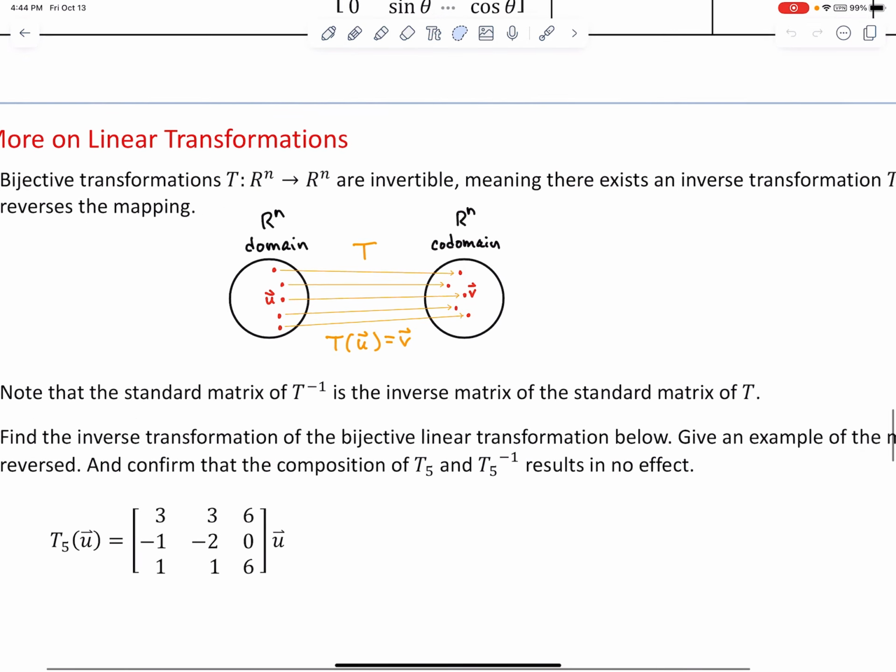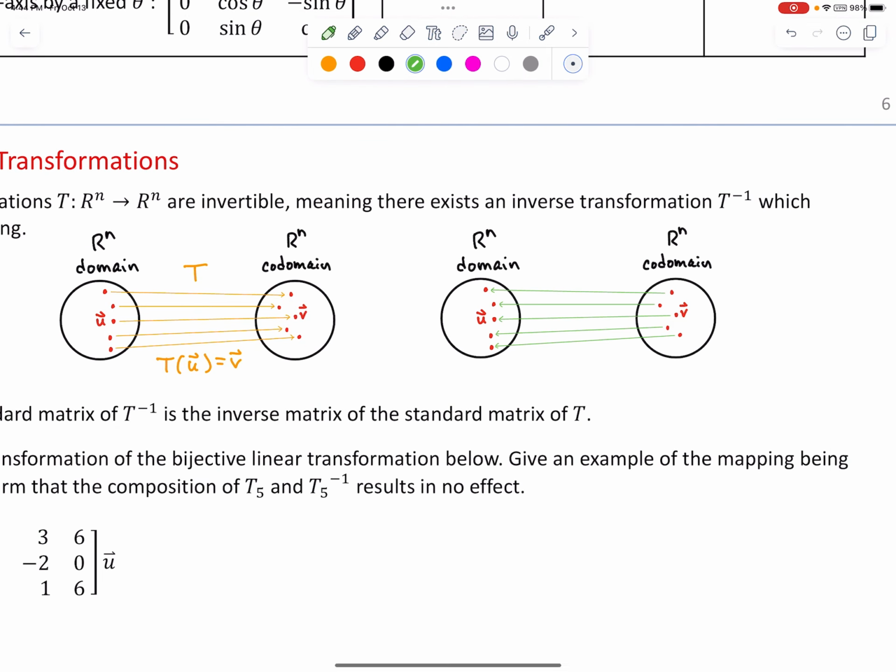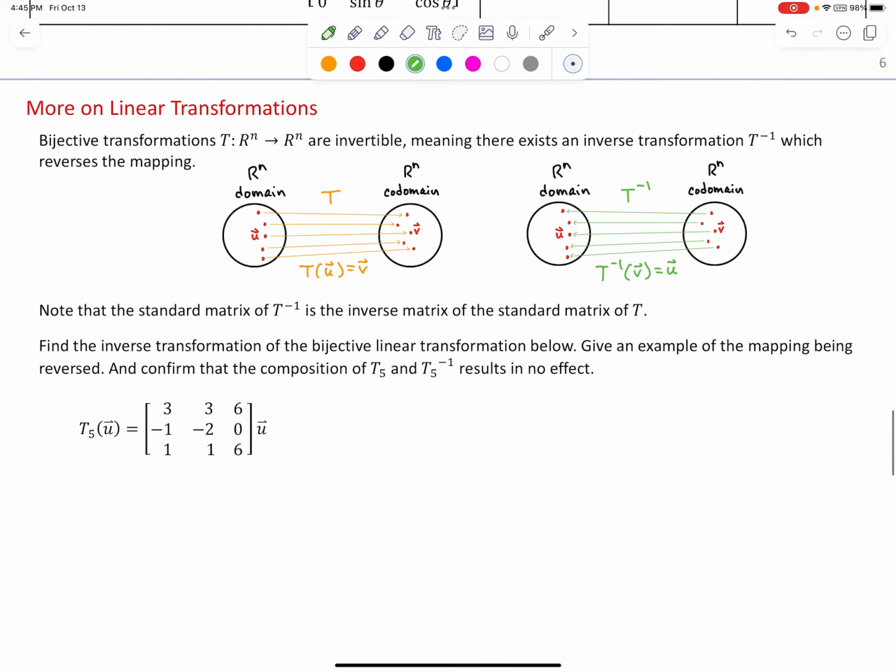Now the reverse mapping is as follows. The inverse mapping, T inverse, maps elements from the codomain back to the elements of the domain. It's the reverse mapping. And in this notation, T inverse of the vector v would go right back to the vector u in the original domain. Now note that the standard matrix of an inverse transformation is just the inverse matrix of the standard matrix of the original transformation. Find the inverse transformation of the bijective linear transformation below.